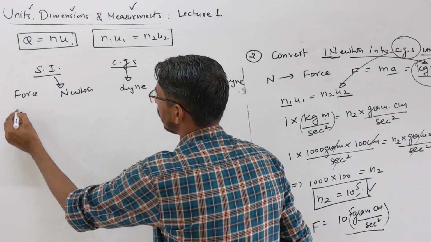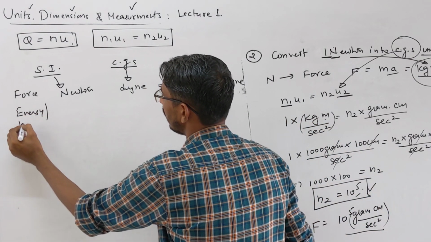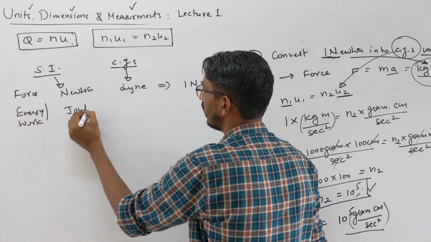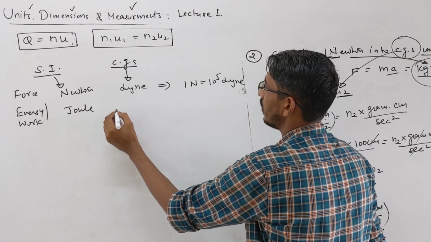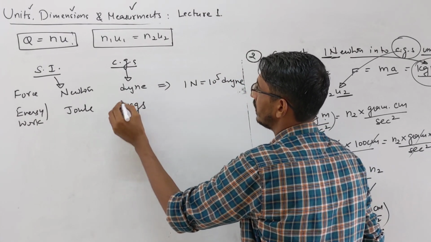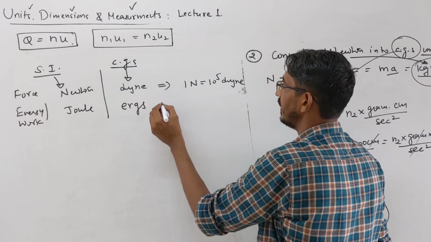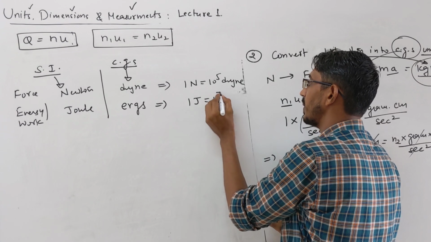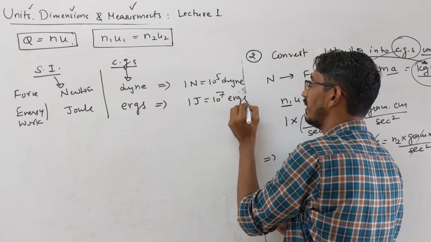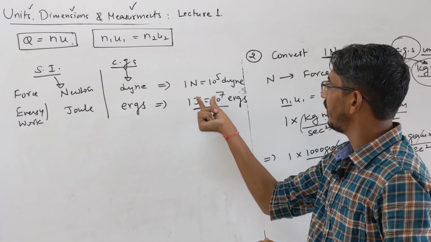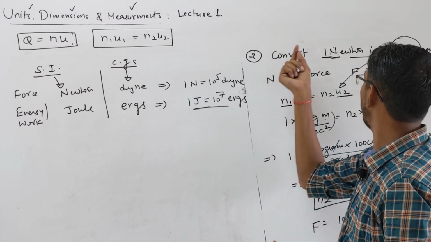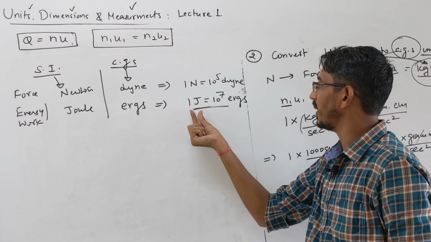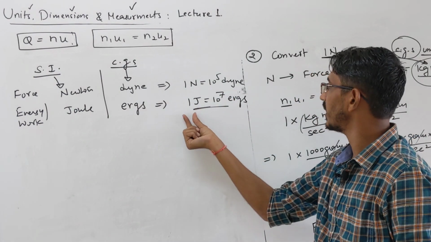Similarly, energy or work, these things also we have. In the SI system we call it joule, correct, and in the CGS system it is called erg. Yes, and they are also related: 1 joule is equal to 10 power 7 ergs. We can find this relation like we found it for force. We just calculated that 1 Newton in CGS comes to 10 power 5 dyne. In the same way we can convert 1 joule into the erg system.